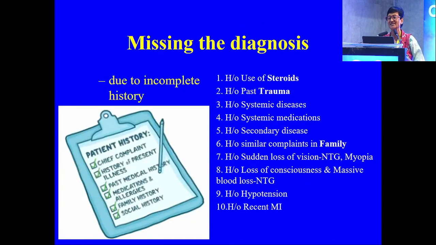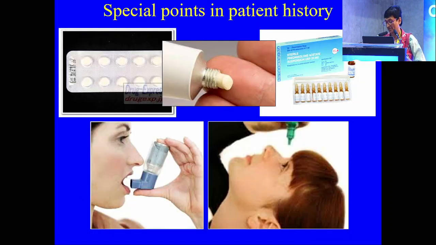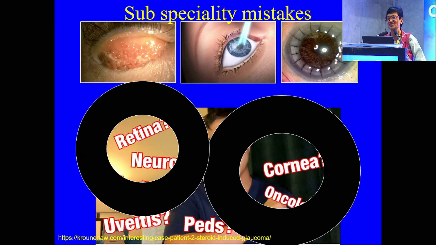Sometimes we miss the diagnosis by not taking a proper history, like steroids and trauma. There is a joke in the book on clinical epidemiology by Sackett, that a patient goes to all the doctors in town and goes to a gastroenterologist, and he says that only one thing is left over, that is history and physical. The patient came with all the reports. Some of the points patients won't tell us, and if we don't ask in the history, we'll miss them.